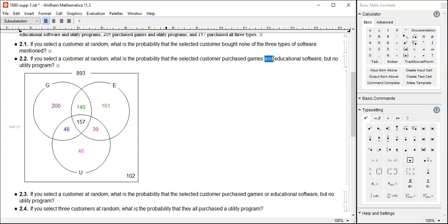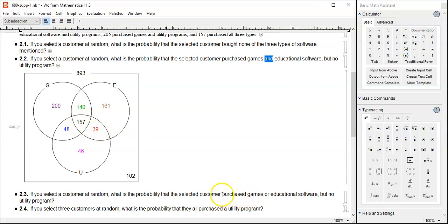And is small. You have to find out the people who purchase both G and E, so only the inside. But G or E, these are okay. 200 people. These 161 people are okay. Of course, these 140 people are okay too. How about these 48 people? How about these 157? How about these 39 people?